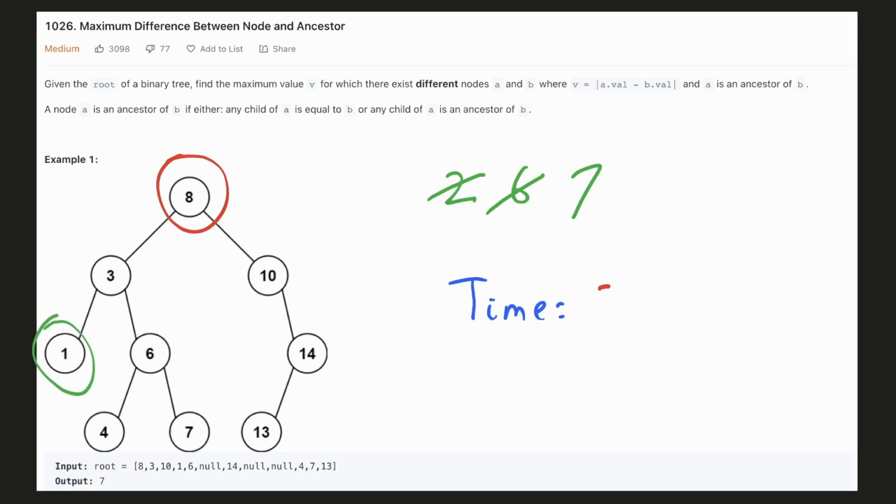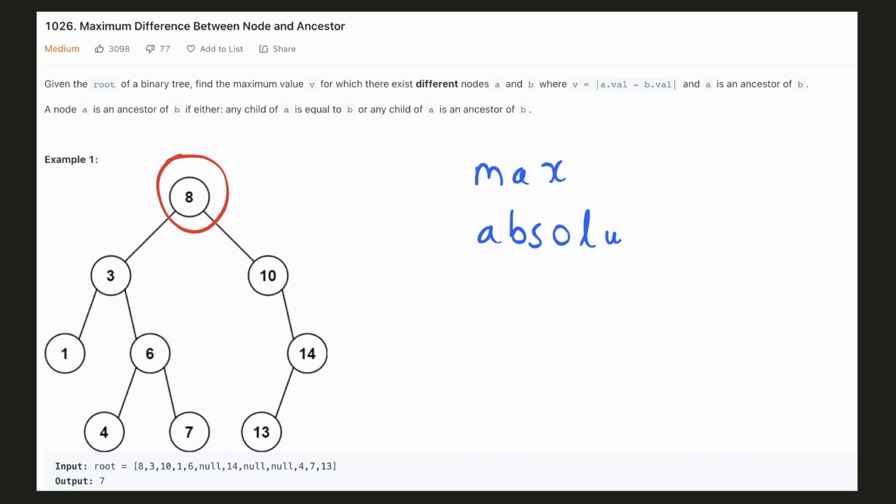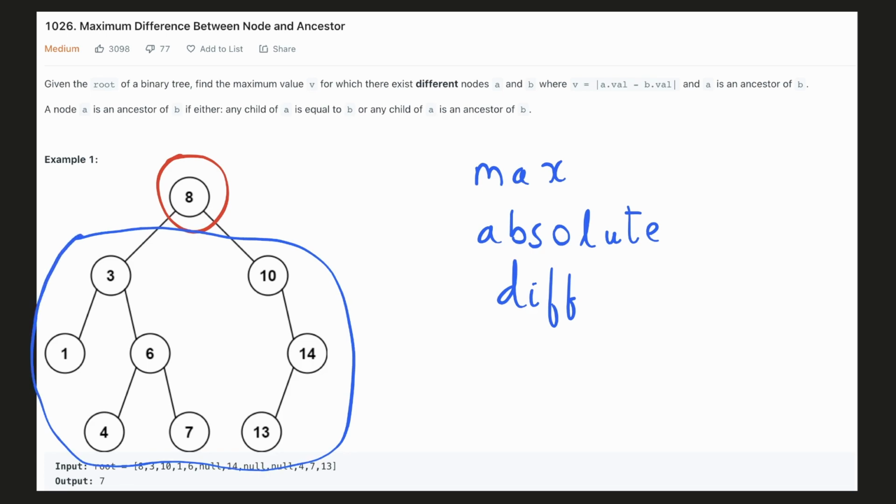The time complexity of this would be O of n square because for each node we have to compare it with all the nodes in its child subtree. Let's try to optimize this. One thing to observe in this question is that for each node we are trying to maximize its absolute difference with all the nodes in its child subtree. And since we are trying to maximize this absolute difference, we are actually interested only in two values in the subtree. They are the minimum and the maximum values of the subtree.